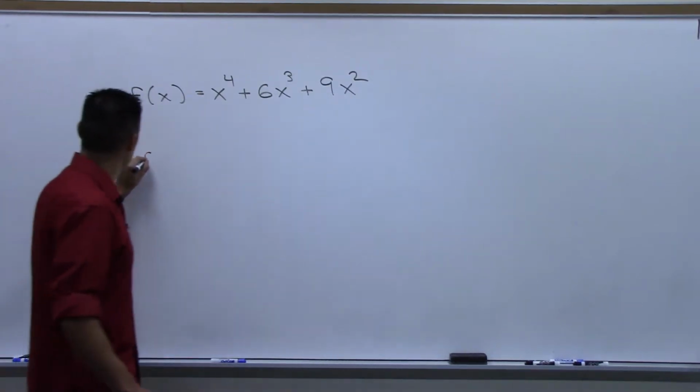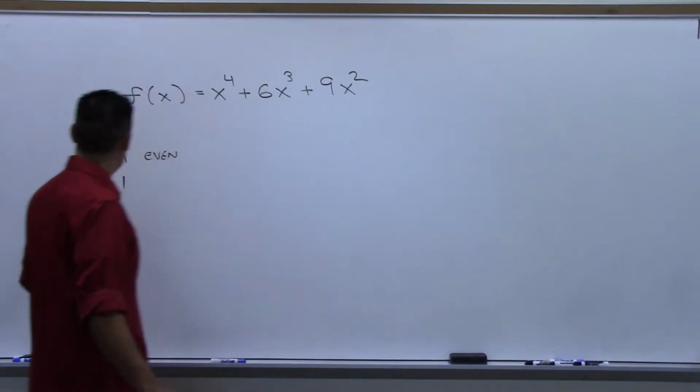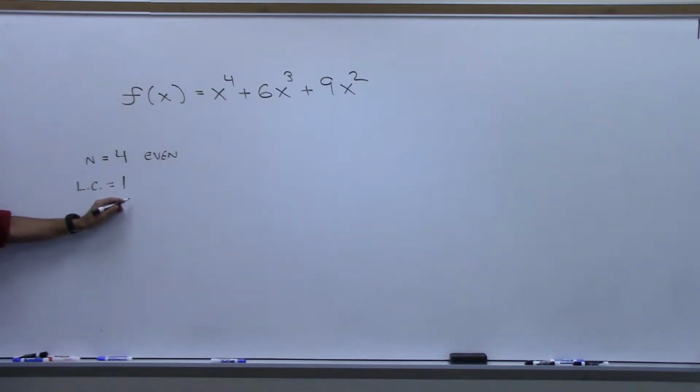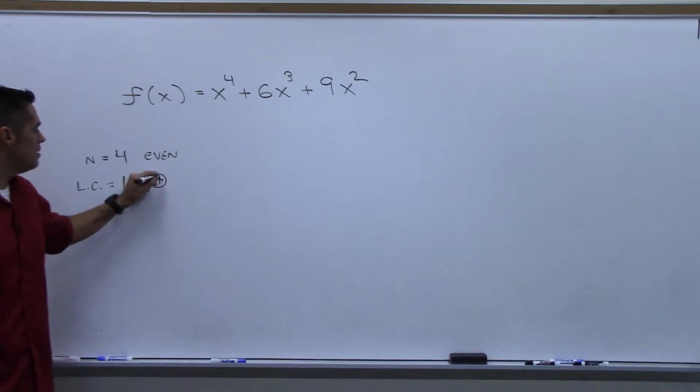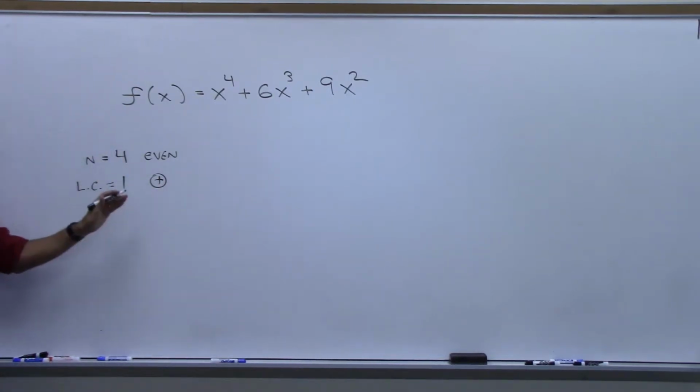So this is an even degree. And for leading coefficient, we're going to look at either positive or negative, which is, in this case, positive. What happens when we have an even degree and a positive leading coefficient? Both sides go up, right? The middle, I don't know.